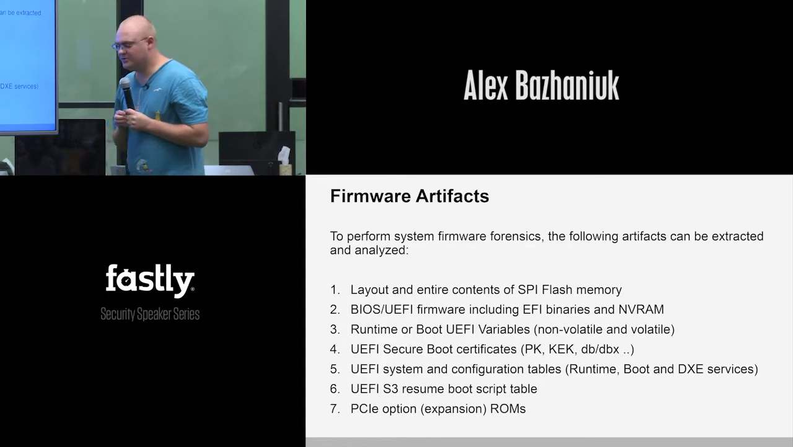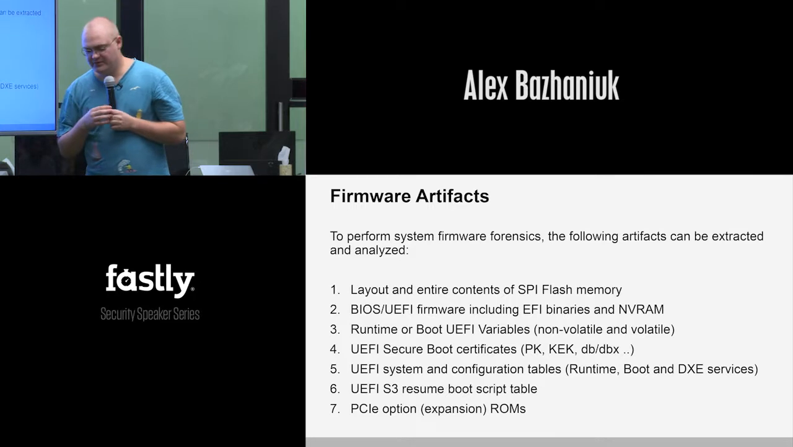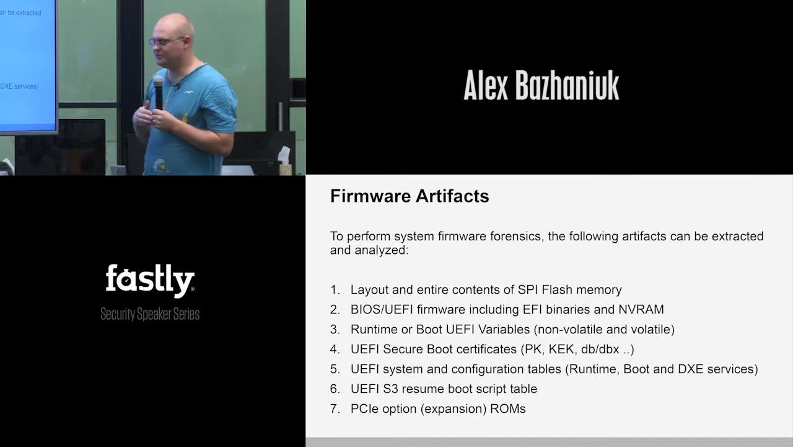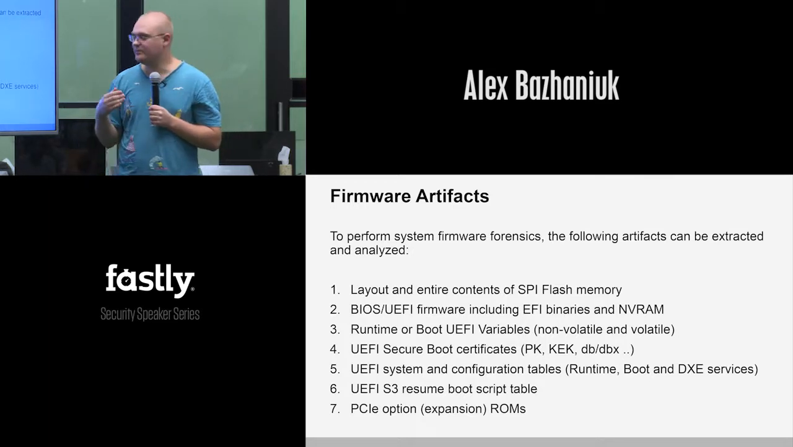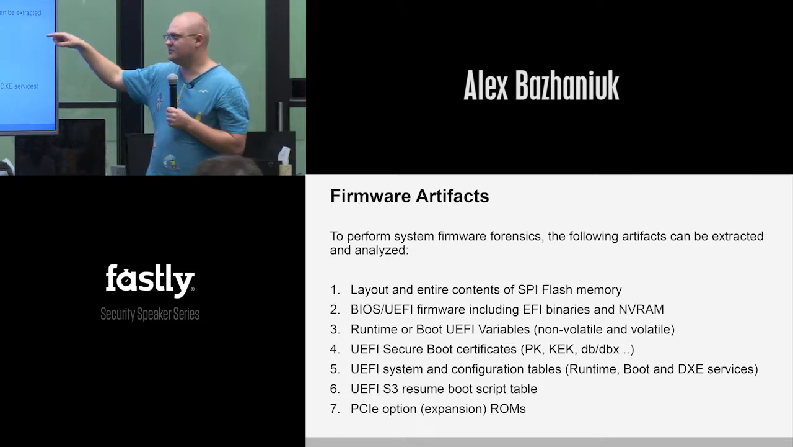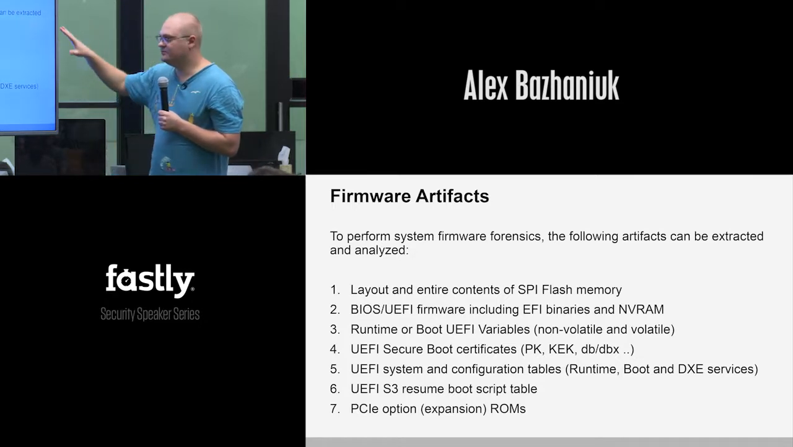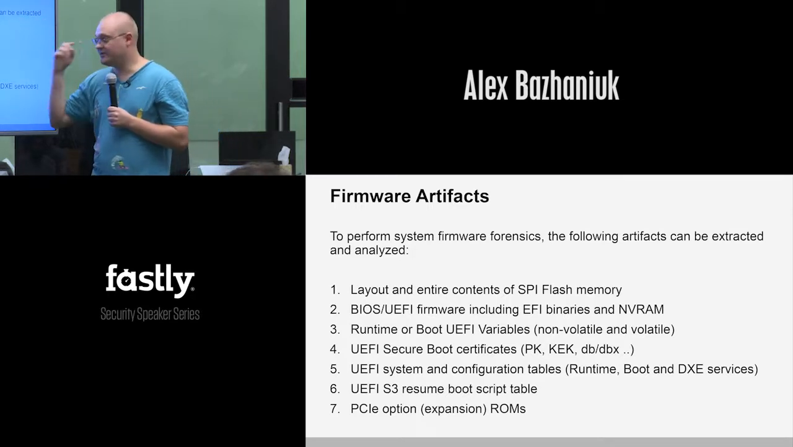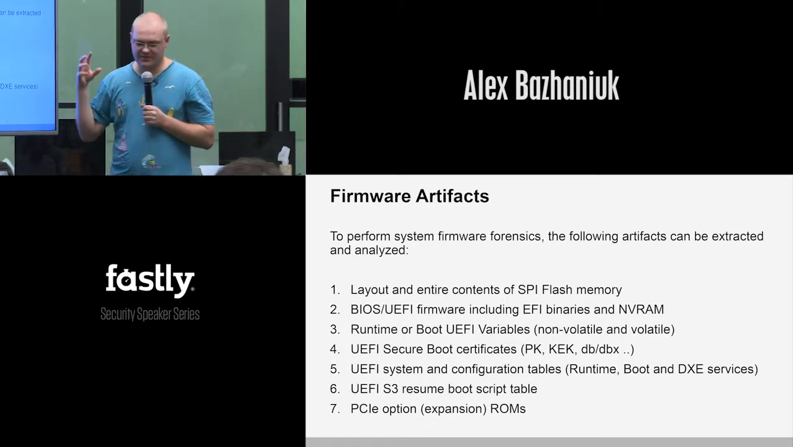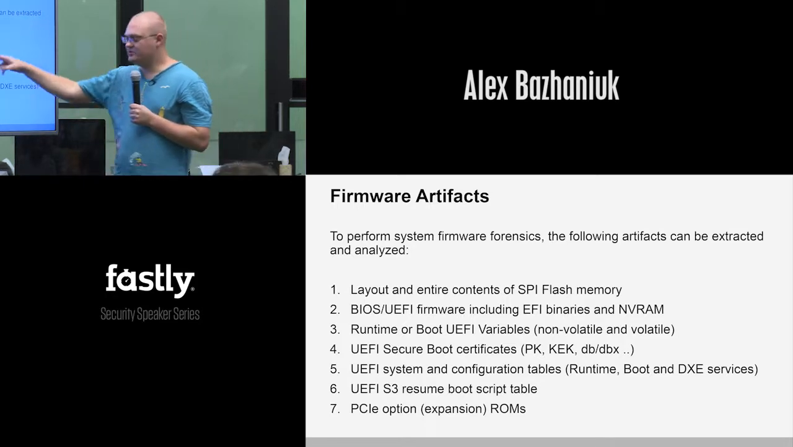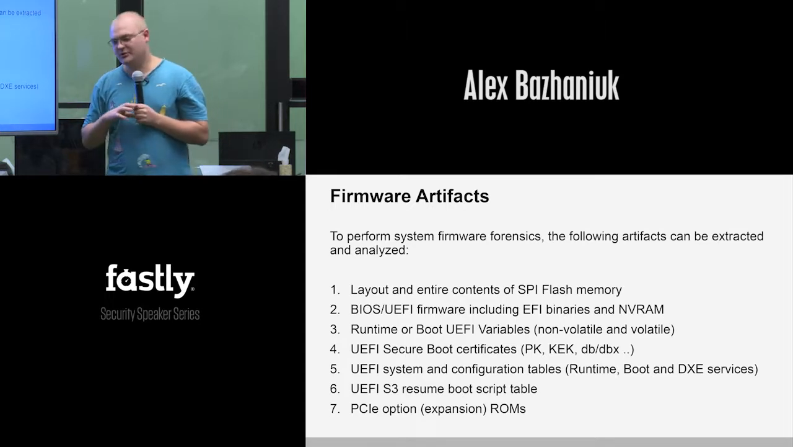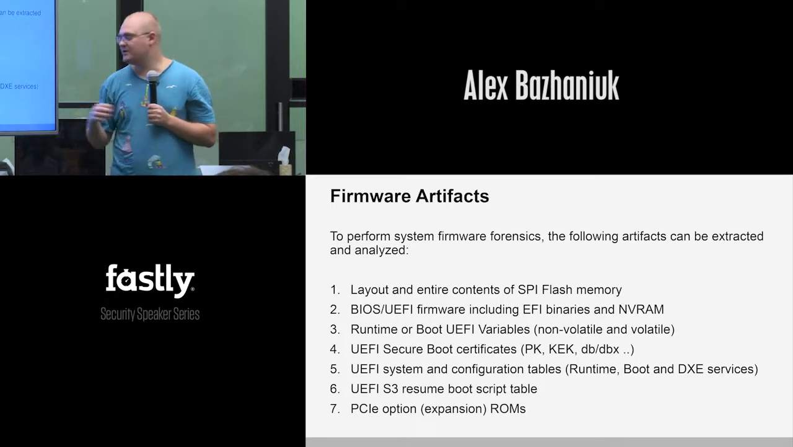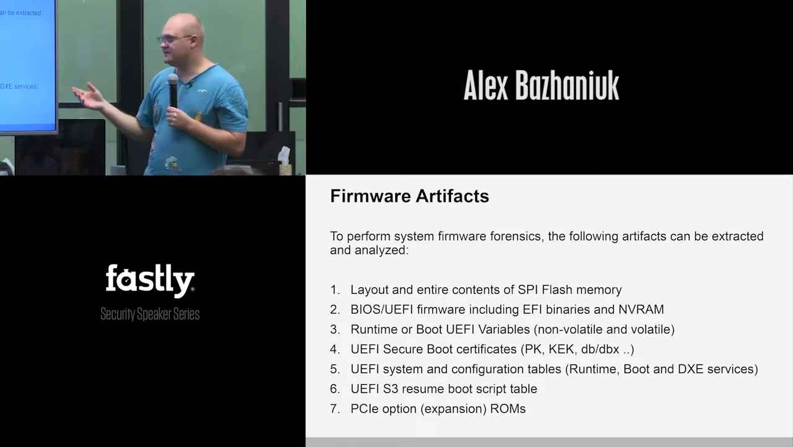So what kind of attributes can we also investigate? There are a bunch of things which we can take a look at, and a bunch of things which an attacker may try to use to implant your system to make it more persistent. It may change the layout of the SPI chip, or somehow inject a section. Binaries, which we already talked about previously. NVRAM. NVRAM is the configuration of the BIOS. The attacker may use NVRAM to store configuration or for some other purposes. Runtime and boot time variables can also be used by the attacker; actually this is part of the NVRAM.